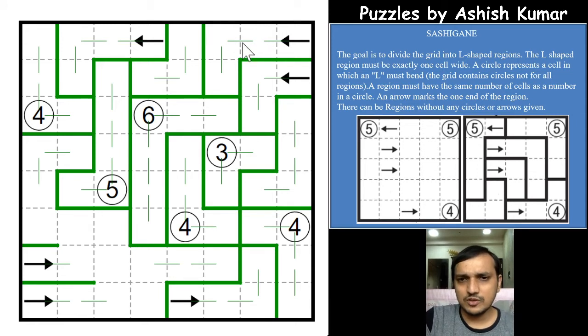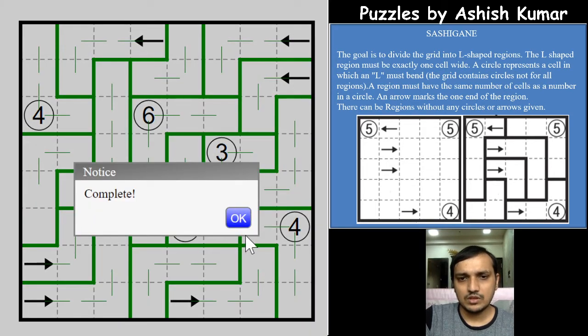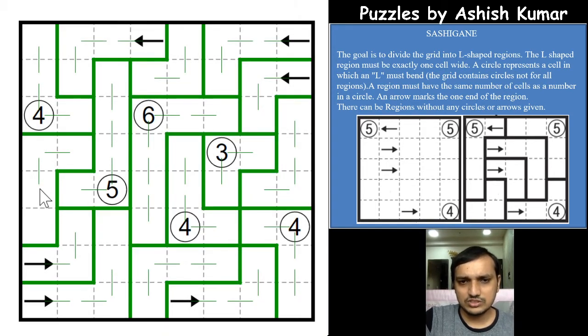The same logic which you applied for this arrow, if it extends to form an L, it will form another shape other than L, so it has to extend only this way, and it has to come down to form an L. And if you see, this has to extend to form an L, and this has to extend to form an L. So we have completed the puzzle.